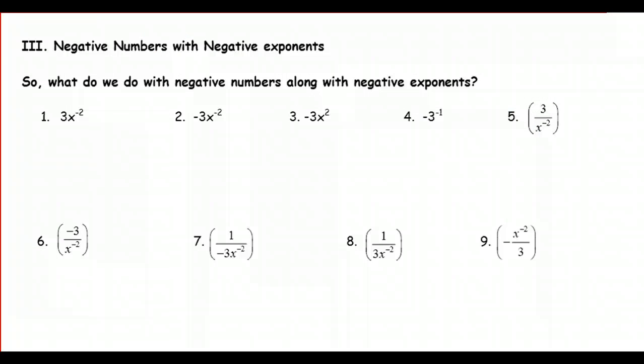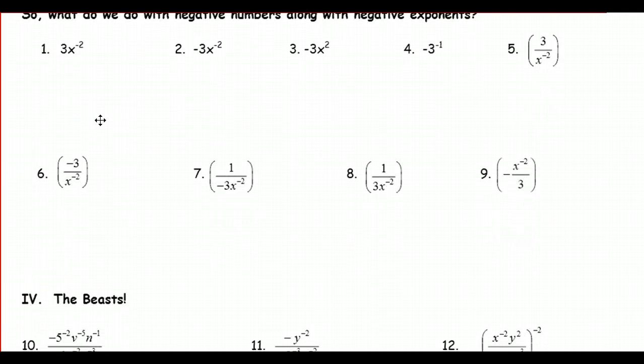Alright, let's continue working with the negative exponents, but let's also look at what happens when we throw in some negative coefficients. Remember, the coefficient is the number in front of the variable, not the exponent. Okay, so 3x to the negative second. A lot of people get confused here because they think the 3 and the x to the negative second are attached, but they're really not. Think of them as their own entities.